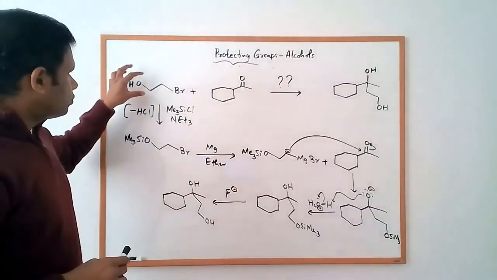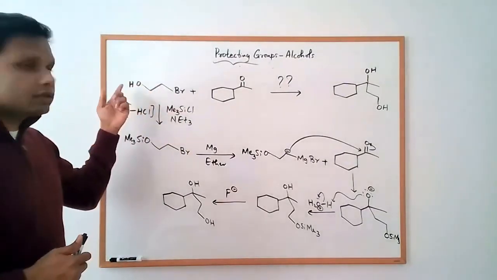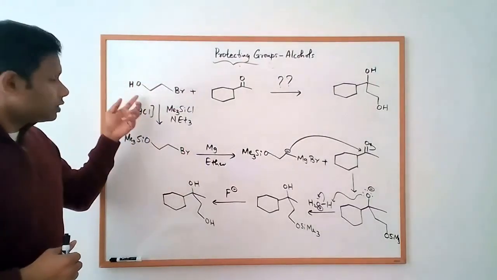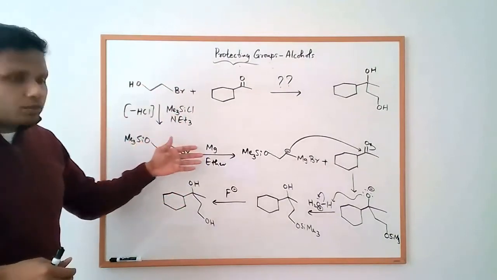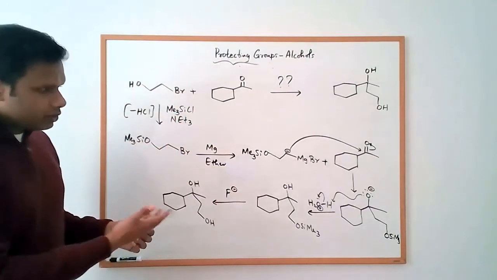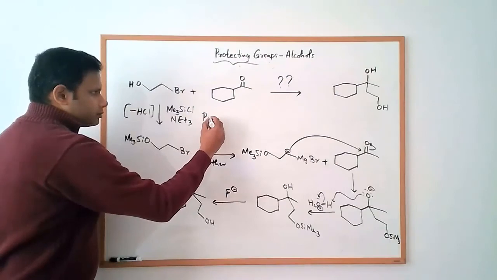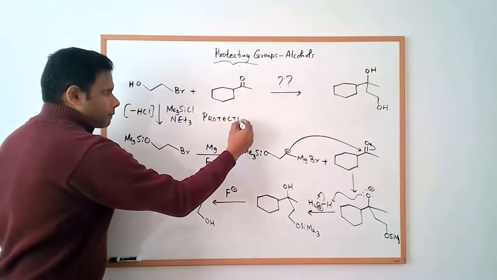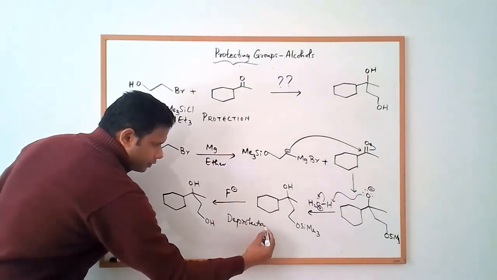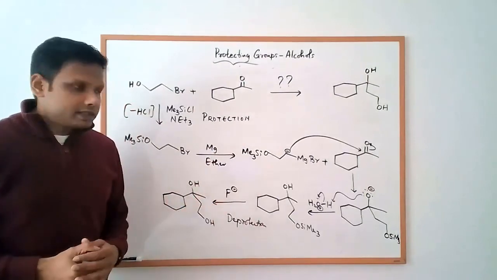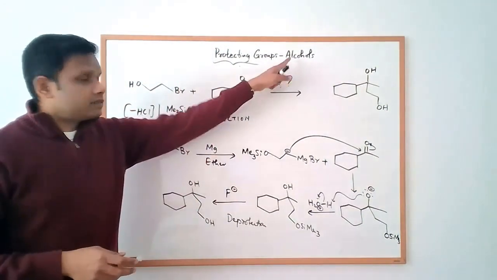Because we had this issue where our starting material had an acidic group. The alkyl halide had an acidic proton in it, an acidic functional group in it. So the acidic proton would have messed up the Grignard synthesis. But by going through a protection and a deprotection strategy, we could actually make this synthesis possible. So we did the protection here, and we did the deprotection in the end. I hope those examples help you understand the use of protecting groups specifically for alcohols.